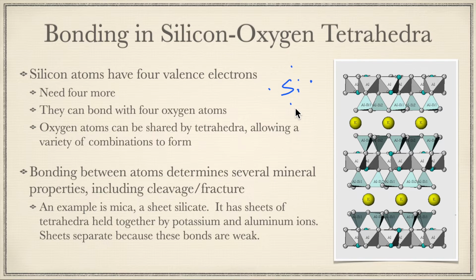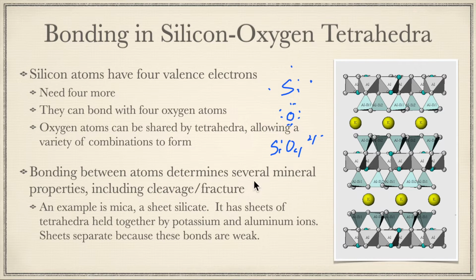So you'd have, say, an oxygen here that would share one atom there. And then actually, after you add all these oxygens here, you notice each one of them needs an extra electron. So really, your silicon-oxygen tetrahedron has a formula of SiO4 4 minus, because each oxygen atom also picks up an extra electron. Anyway, they can bond with four oxygen atoms, and then the oxygen atoms can be shared by tetrahedra, allowing a variety of combinations to form. So basically you have a silicon atom in the middle, you have four oxygen atoms, and then those oxygen atoms can be shared between different silicon atoms.